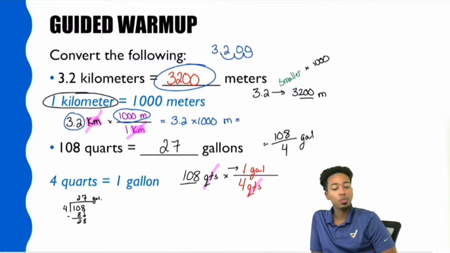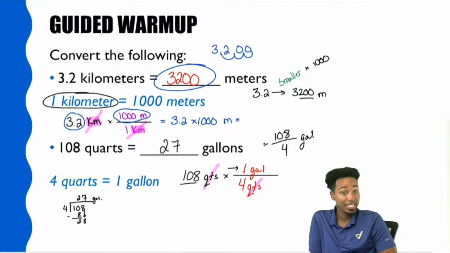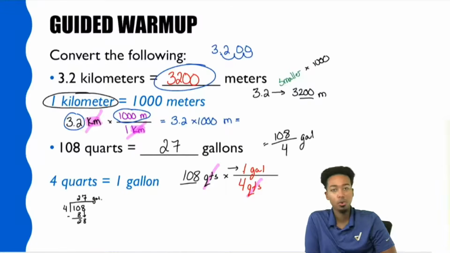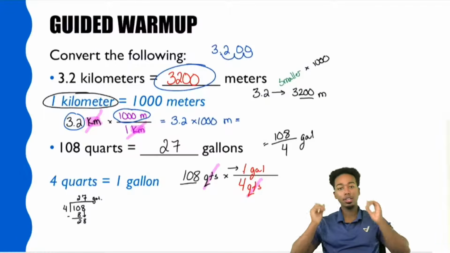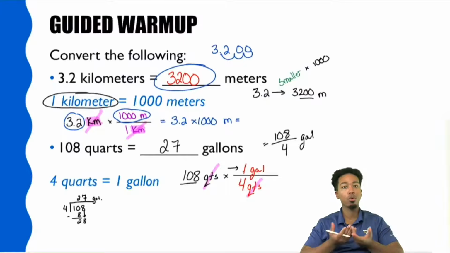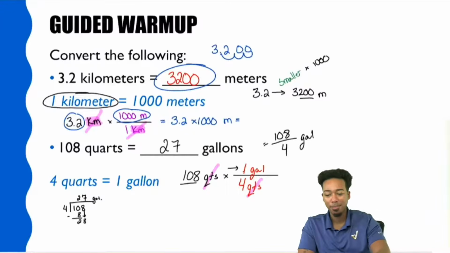Yep, and in this case, we would be dividing because from quarts to gallons, a gallon is bigger than a quart. So for every 4 quarts that you have, you get 1 gallon. You're grouping every 4 quarts. You're dividing by 4. Grouping every 4 quarts to make a gallon, dividing by 4.